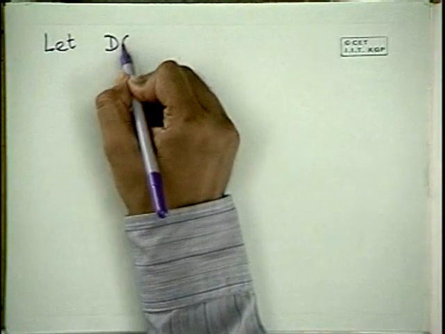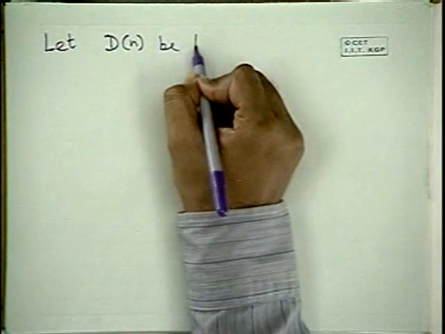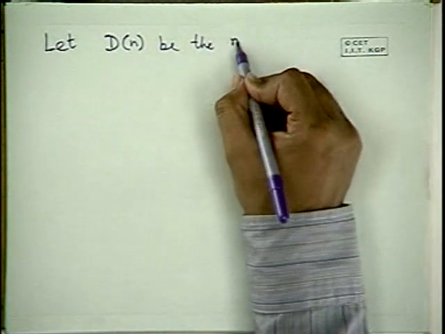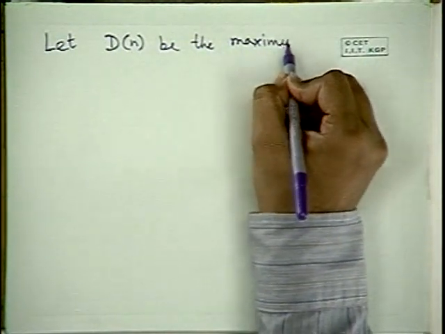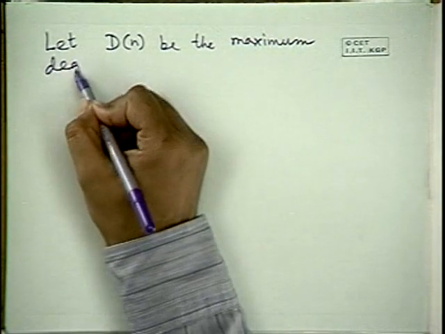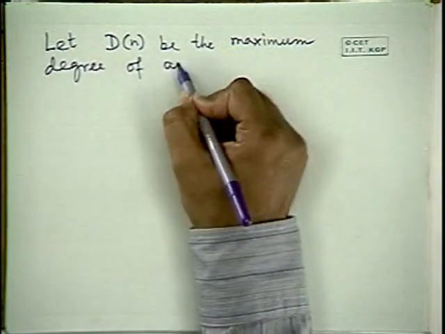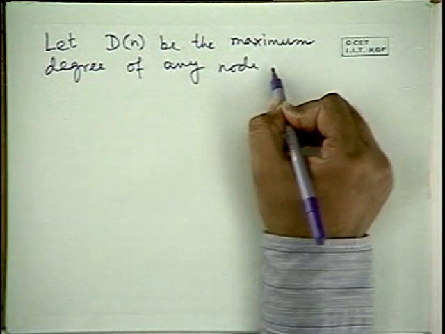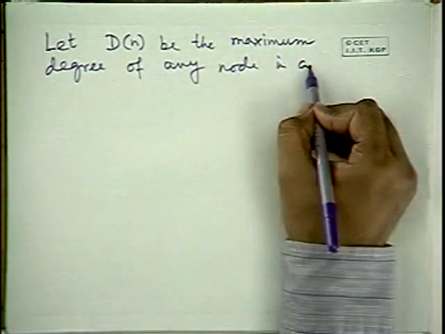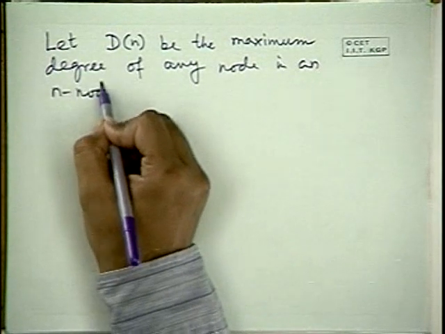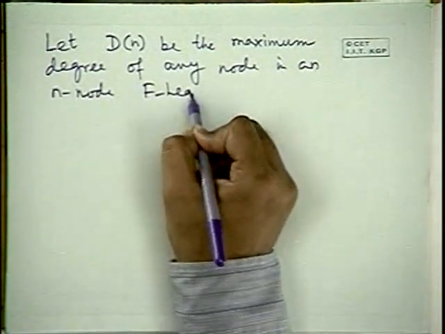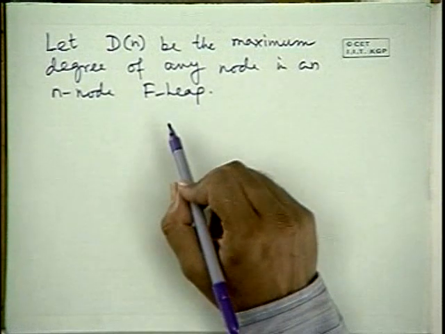Now let us see, after doing this, what is the cost of this entire operation. First, I assume let D(n) be the maximum degree of any node in an n-node Fibonacci heap. Suppose we know the bound on D(n).